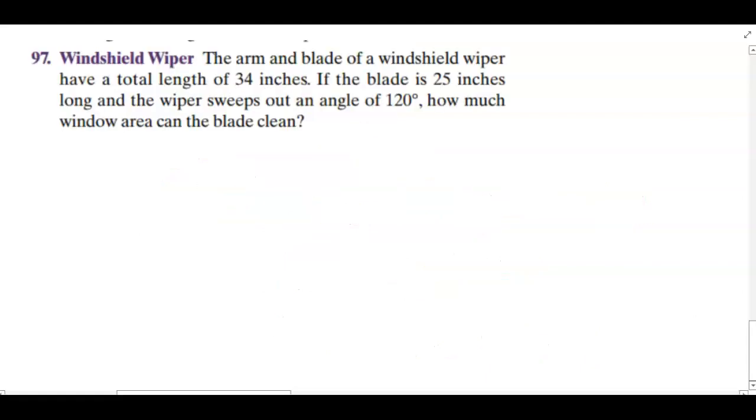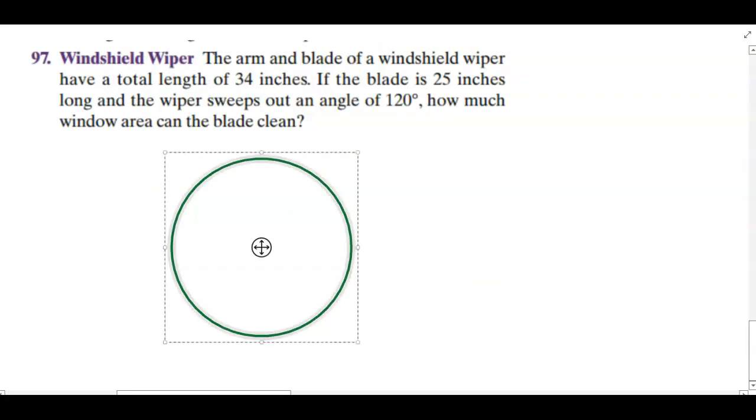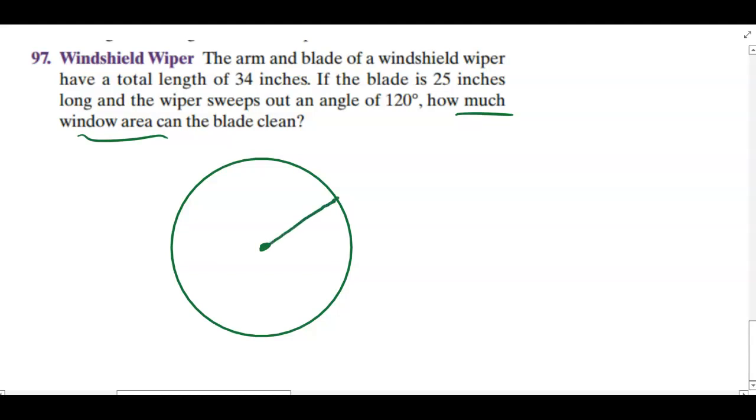Okay, let's look at another one. I will start you out on this one. Let's make a circle again. It says the arm and the blade of a windshield wiper have a total of 34. The blade is 25 inches long. Okay, how much window area can the blade clean? So what's happening here is you have a windshield wiper with a total length, the arm. So the arm is going to be in green here, and then I'll do the blade in red.